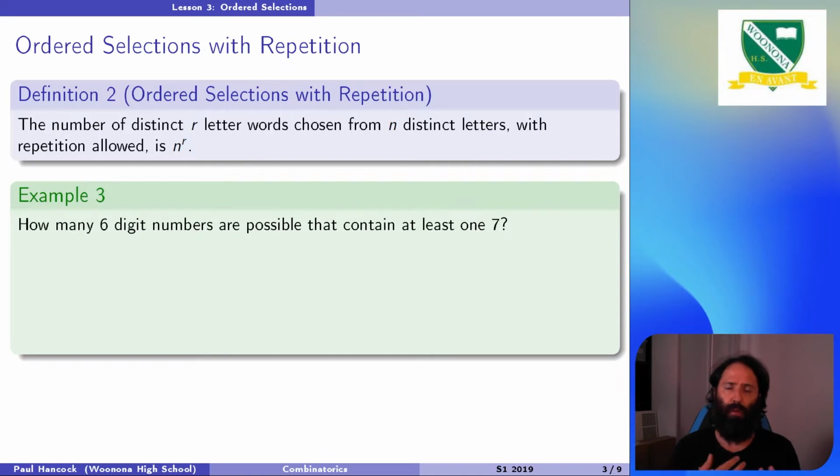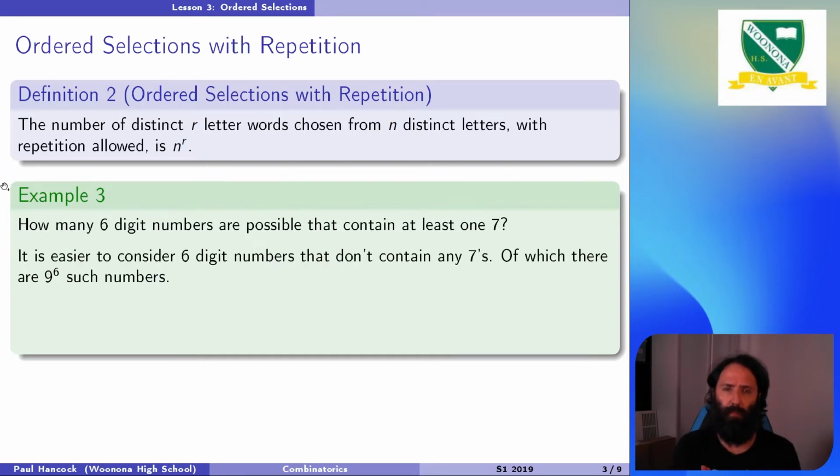Here's an example of such a case. And this is an example that's not super simple. We actually have to do some work, but it's still using this definition. So here we're saying that we've got 6-digit numbers, and we want to know how many of those 6-digit numbers contain at least one 7.